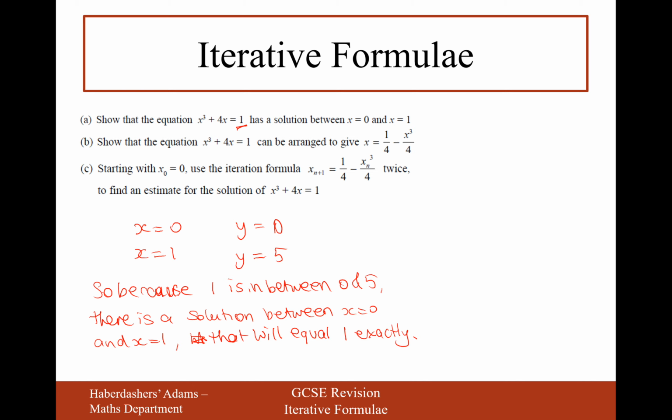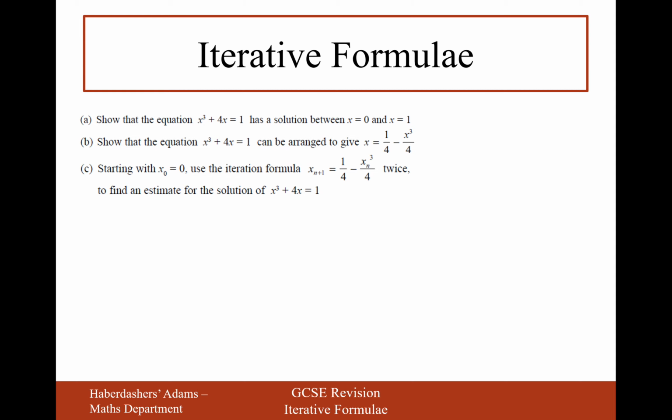So moving on to part B then. Show that the equation x cubed plus 4x equals 1 can be arranged to give x equals 1 over 4 minus x cubed over 4. Well, let's start where the question wants us to start. That's x cubed plus 4x equals 1, and then rearrange it into this expression here. So it looks like at some point we're going to have to divide by 4, but the x cubed moves onto the other side before that. So we'll take away x cubed from both sides. That will leave us 4x equals 1 minus x cubed, and we'll divide by 4.